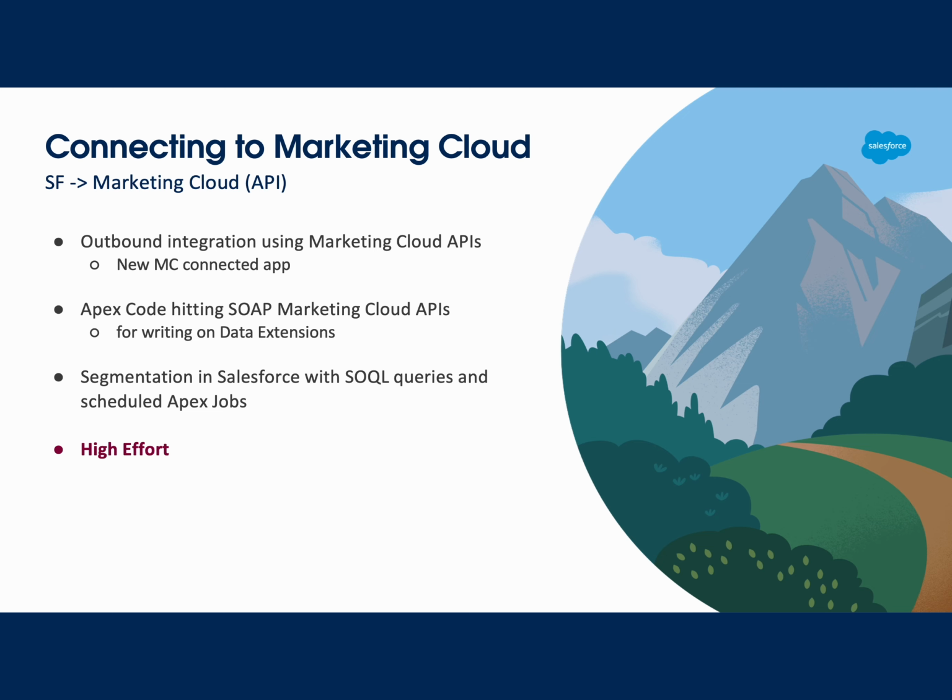Then thinking on the opposite way, Salesforce consuming the Marketing Cloud API, in that case we would be creating an outbound integration coming from Salesforce to Marketing Cloud, declaring a Marketing Cloud connected app. So every time you connect a third party to Marketing Cloud, you generate a set of credentials by creating a connected app. So that could be done.